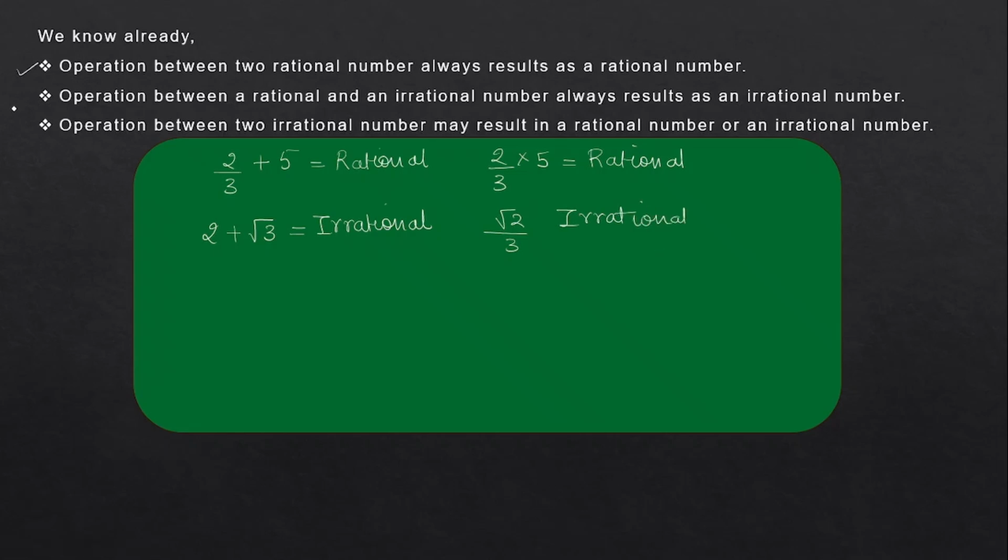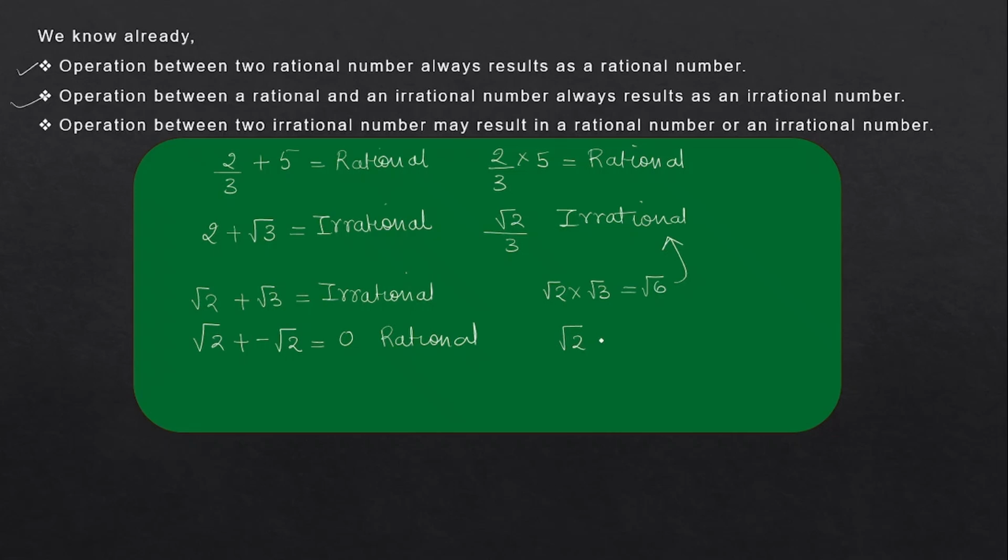Fine. Now, the operation between two irrational numbers. Suppose I have root 2 plus root 3. I get an irrational number, correct? But if root 2 is irrational, is negative root 2 also irrational? Yes. And if I add them both, I get 0, which is a rational number. Let us take another example. If I have root 2 times root 3, I'll get root 6, which is another irrational number.